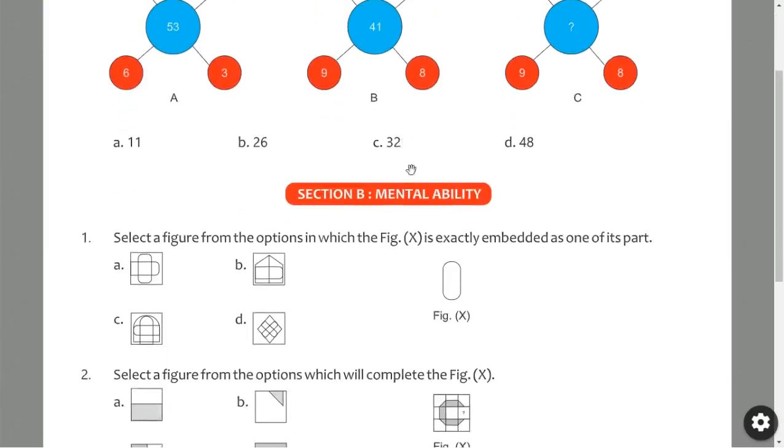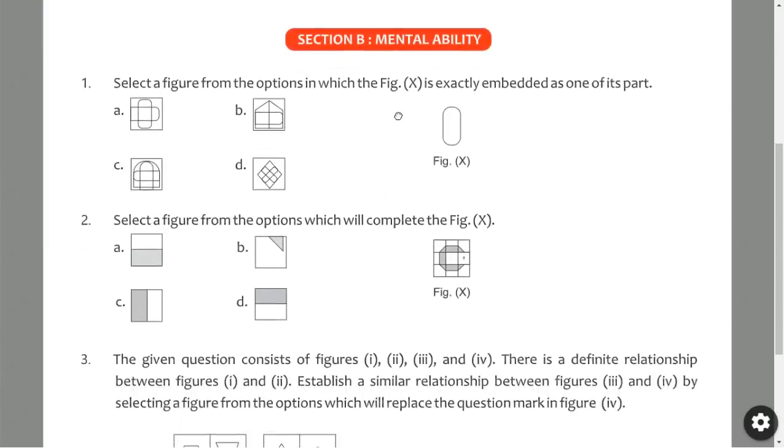Next, section B is mental ability. Select a figure from the options in which the figure X is exactly embedded as one of its parts. Here four figures are given, and they have asked in which figure X is embedded. The answer is option A. This figure is embedded in figure A.